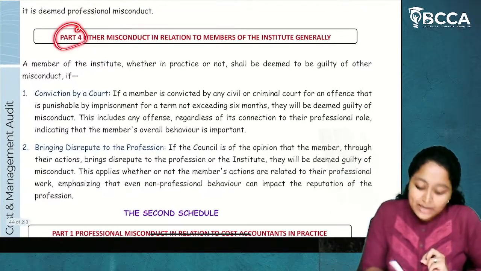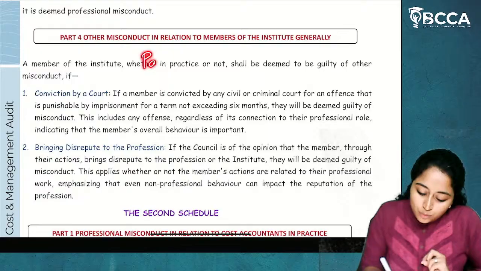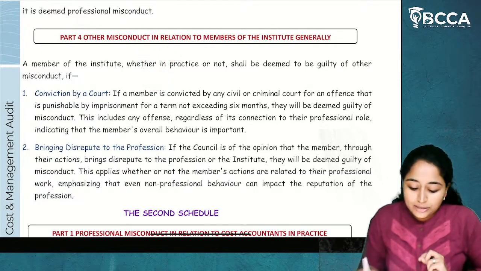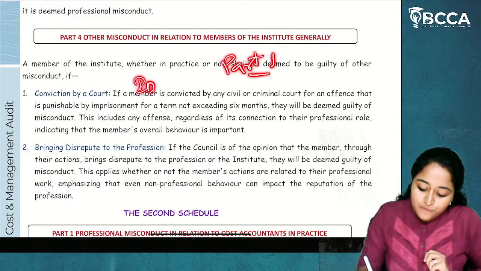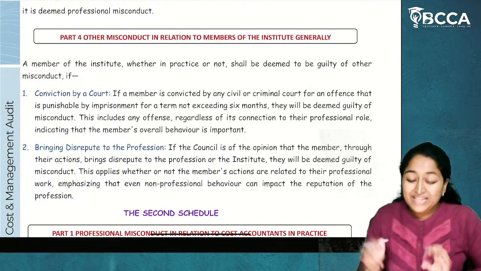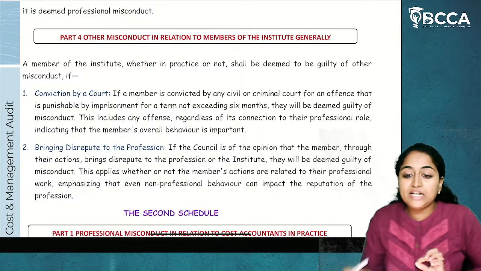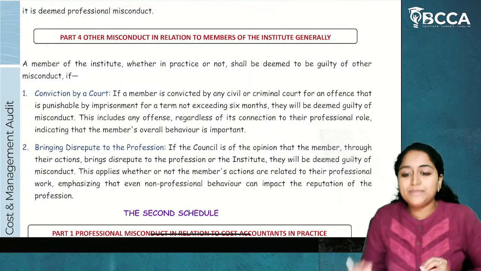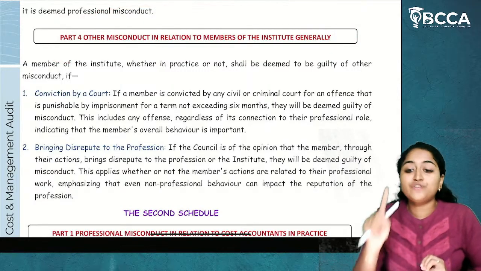So this is regarding part 4. So we have part 1, which talks about professional misconduct of members of the institute who are in practice, and part 2 talks about professional misconduct in relation to members of the institute in service, and part 3 talks about professional misconduct in relation to members of the institute generally, and part 4 talks about other misconduct in relation to members of the institute generally. These are the 4 parts in the first schedule.